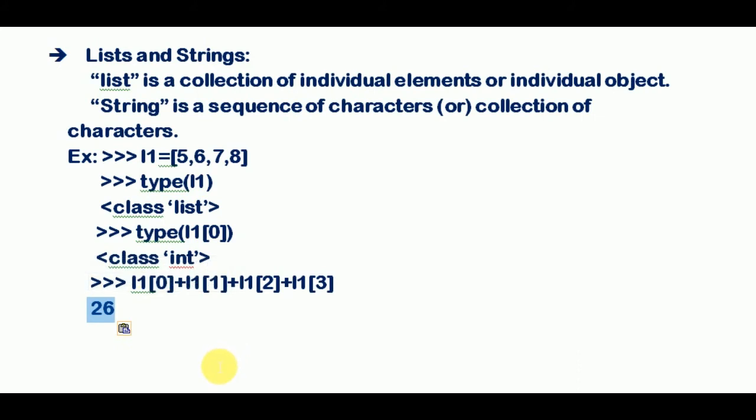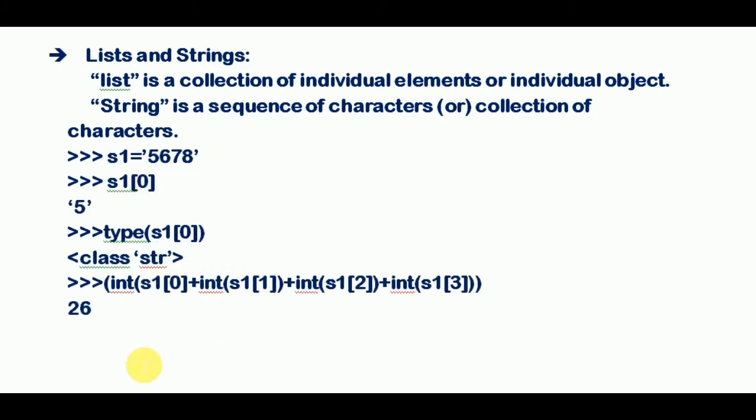Now we see about the strings. Here we have one string S1 that contains the string 5 6 7 8, and for the first position, what is the number? So we use S1 of 0. So 0th is the index position, first element, which contains the string 5. When we check the type of S1 of 0, it is class str, string.